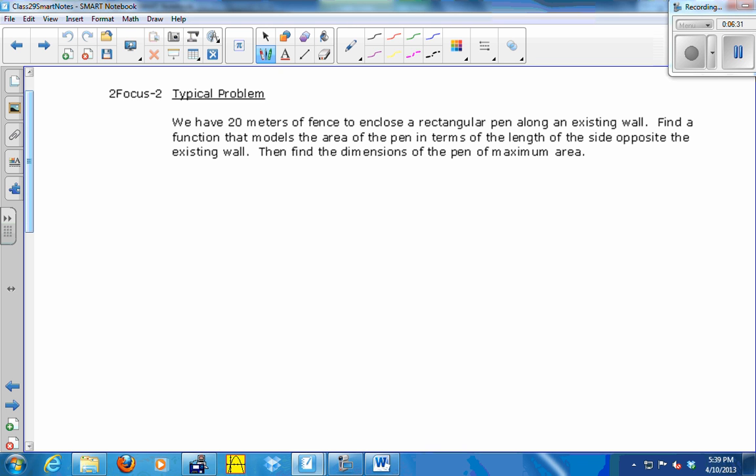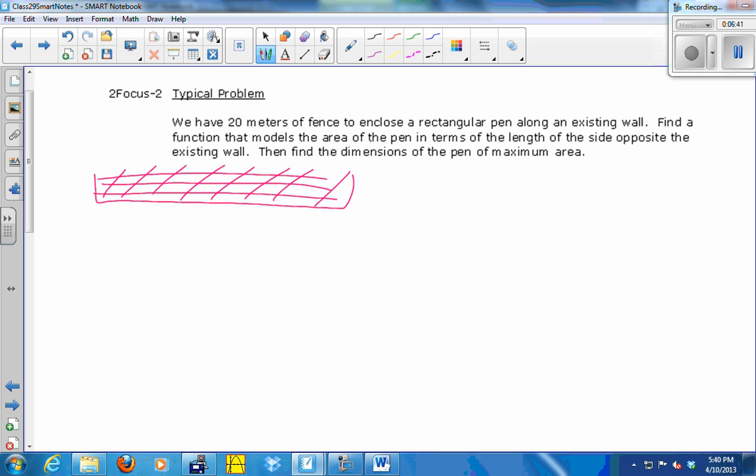So we have an existing wall, right? I'll draw this in red to represent the existing wall of a building. It's supposed to be like bricks. And then I'm going to build a pen against that wall. So I've got a rectangular pen to build against that wall, and I have 20 meters of fencing.